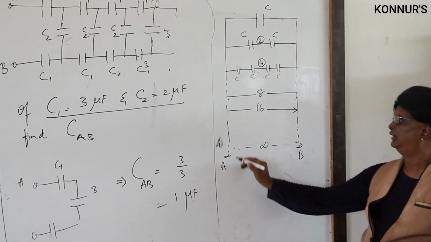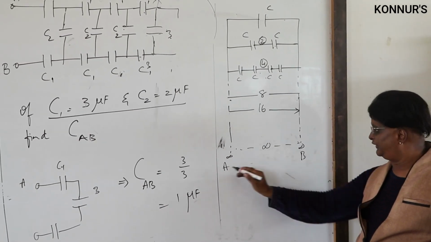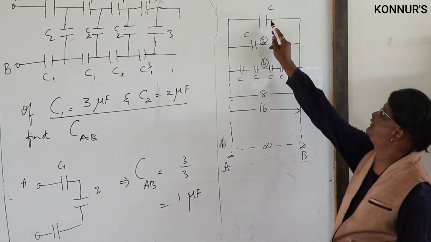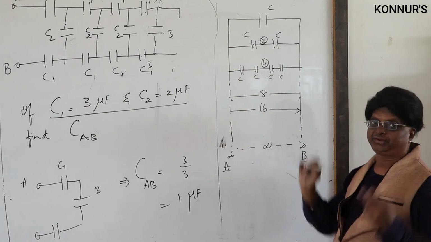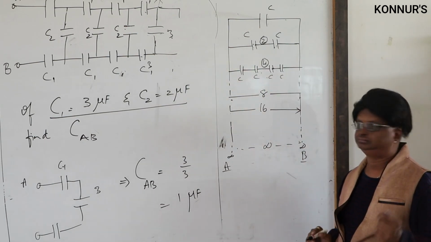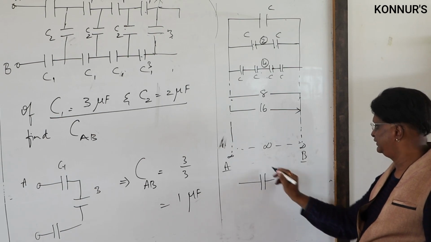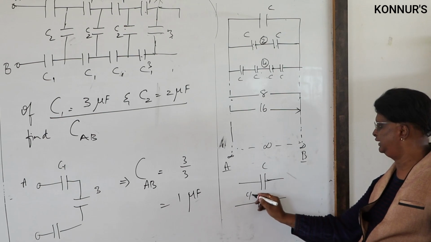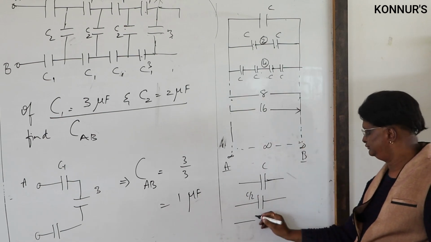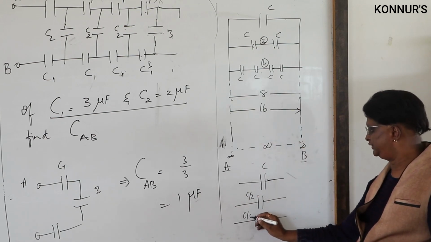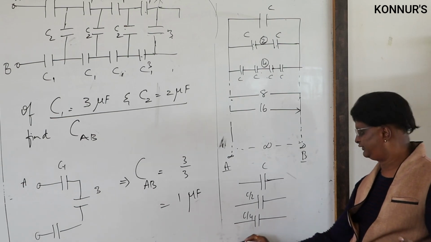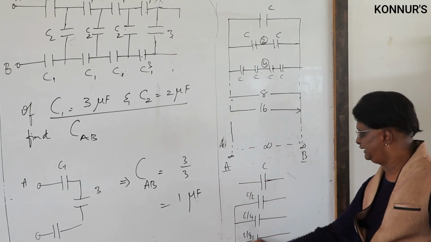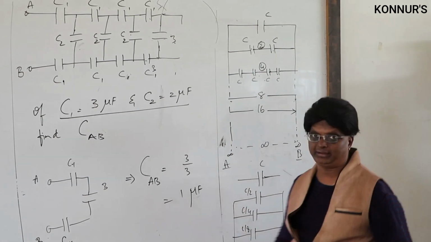Now we have to find the effective capacity across A and B. What is that here? You see this is C. 2 capacitors in series, C by 2. Therefore, this is C. Next one is, yes, 2 capacitors in series, C by 2. Next one is, yes, you are right, C by 4. Next comes C by 8, and so on. This will be again an infinite ladder.